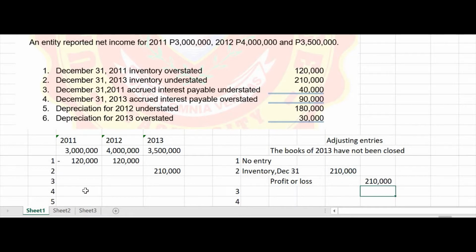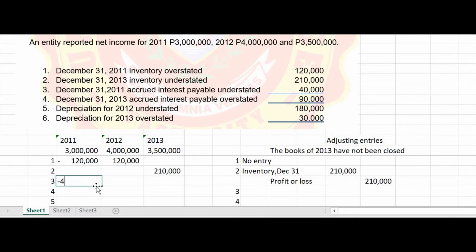So for number 3, December 31, 2011, accrued interest payable is understated. So if understated yung accrued interest payable natin, diba? So understated din yung interest expense natin. So if understated yung interest expense, therefore overstated yung net income natin. So overstated siya by 40,000.